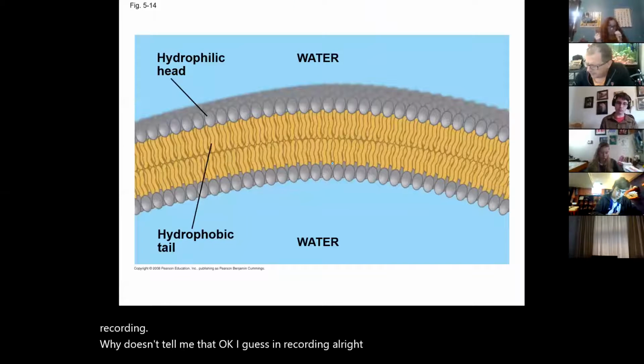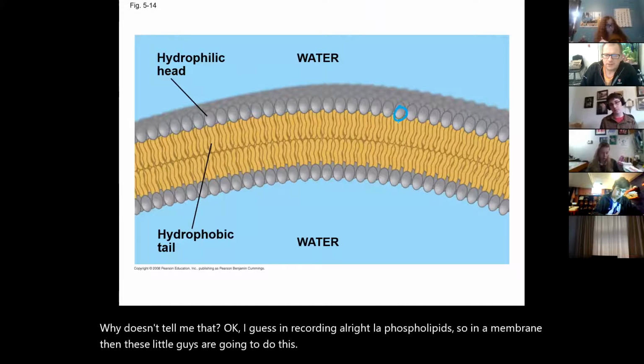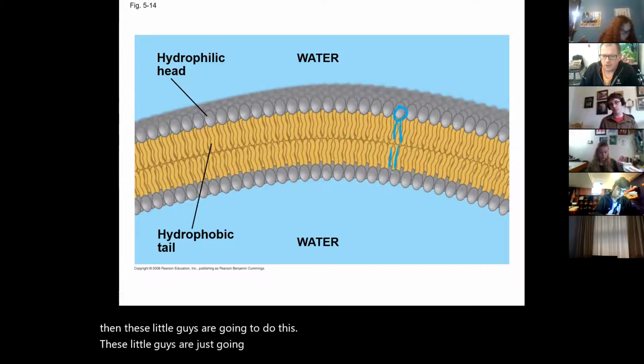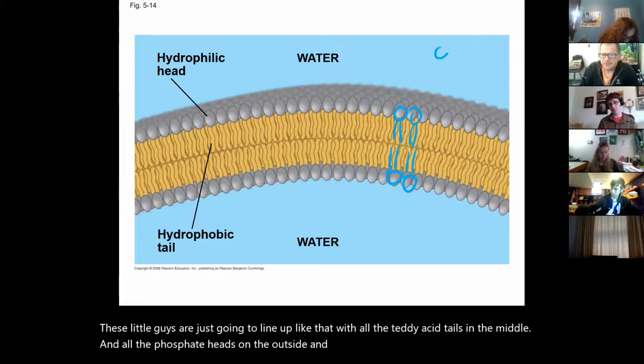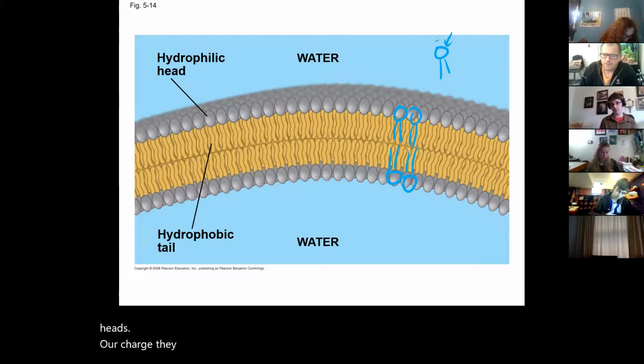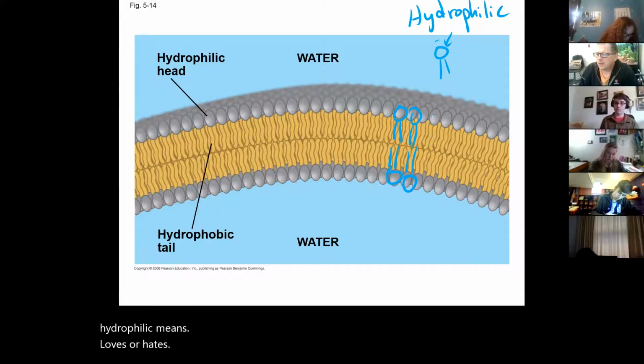Phospholipids. So in a membrane, these little guys are just going to line up like that with all the fatty acid tails in the middle and all the phosphate heads on the outside. The reason why is because these phosphate heads are charged. They have negatives on them, and that makes them super hydrophilic. Hydrophilic means loves or hates? Loves. Loves water.